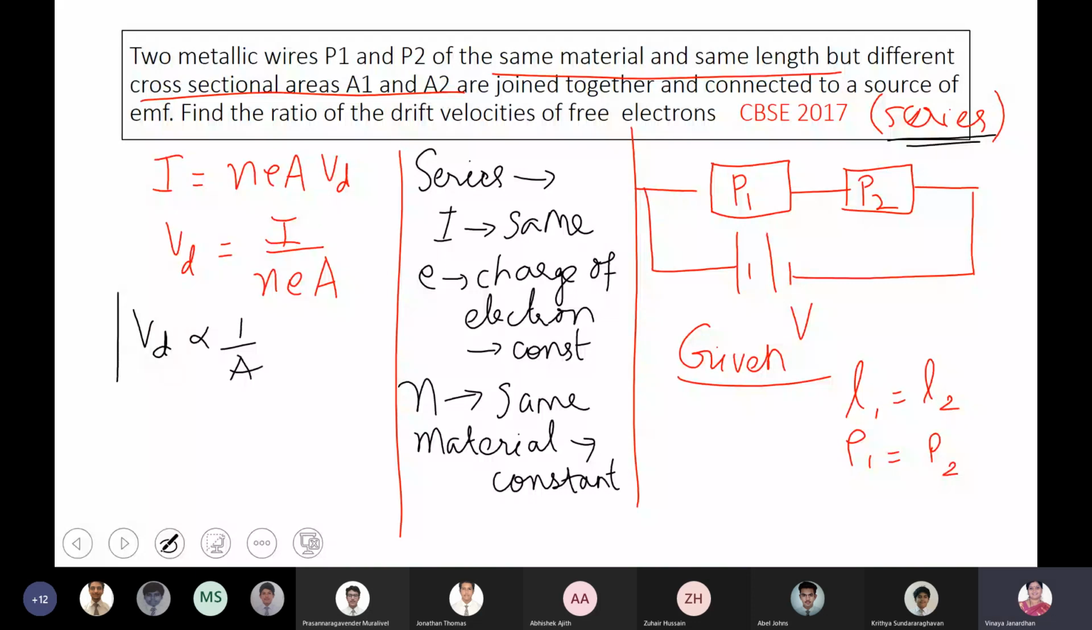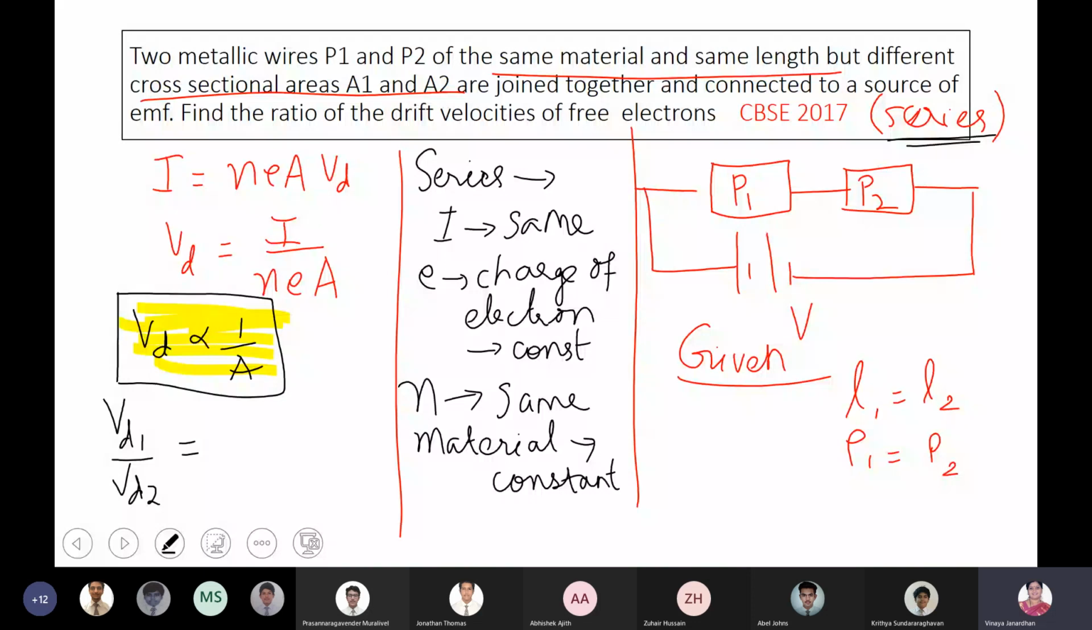In series, the cross-sectional areas. Now what happens to your equation, boys? I is a constant, N is a constant, E is a constant. So VD is inversely proportional to A. Is that correct? So therefore, VD is inversely proportional to A. Fine. Then what is VD1 by VD2? What will be VD1 by VD2 if it's inversely proportional? If it comes in the denominator, is it not A2 by A1? Is that not A2 by A1, boys? This area is different, but area comes in the denominator.